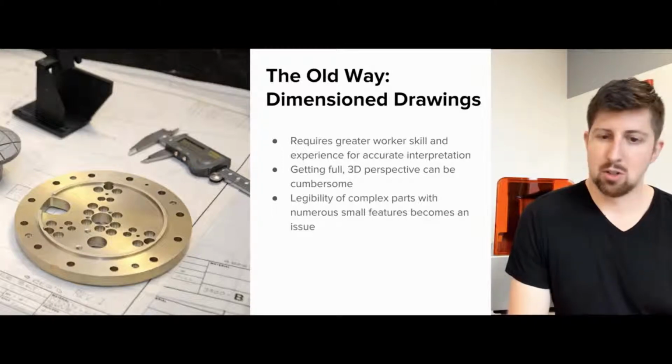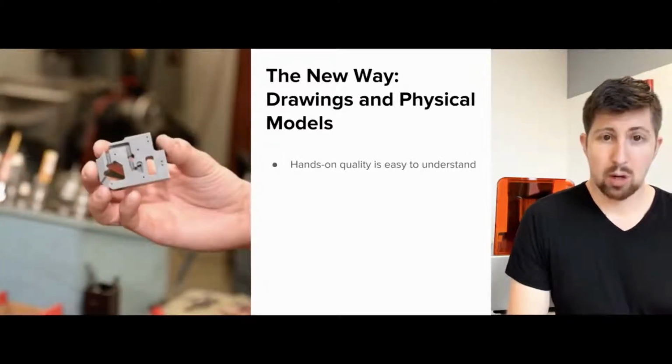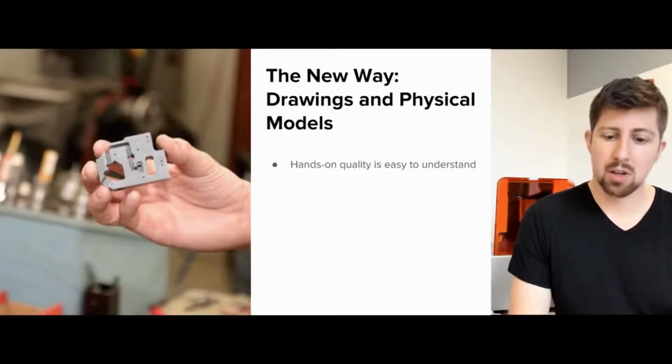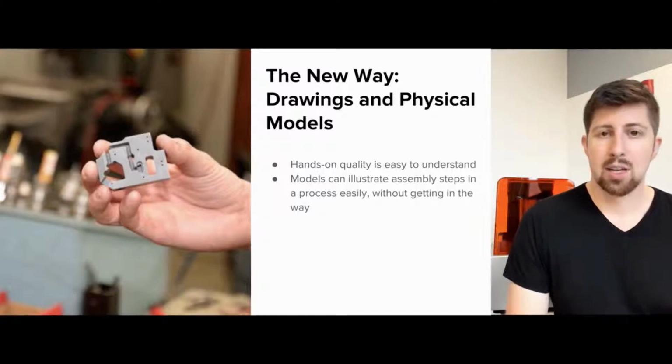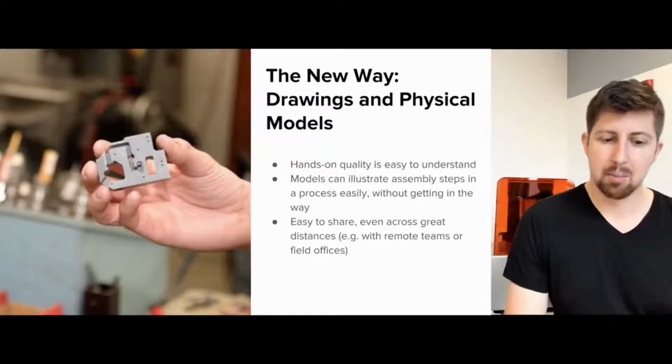And those small features just are hard to be legible in some cases. So more and more we see companies using a combination of drawings and physical models. So they print out a model that can be handled and passed around, and you can talk through the features to easily illustrate the steps in a manufacturing process or an assembly process in a less cumbersome way.